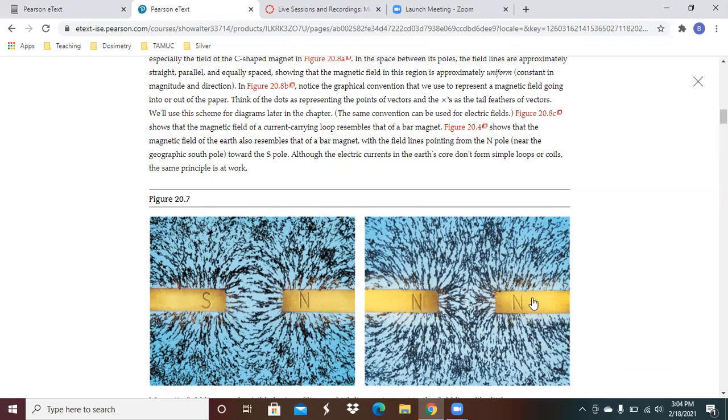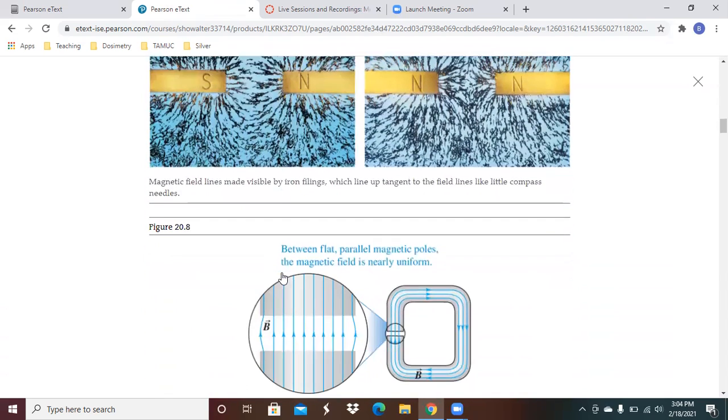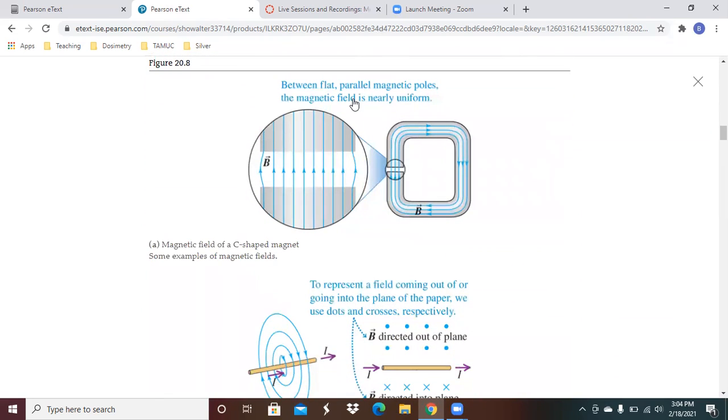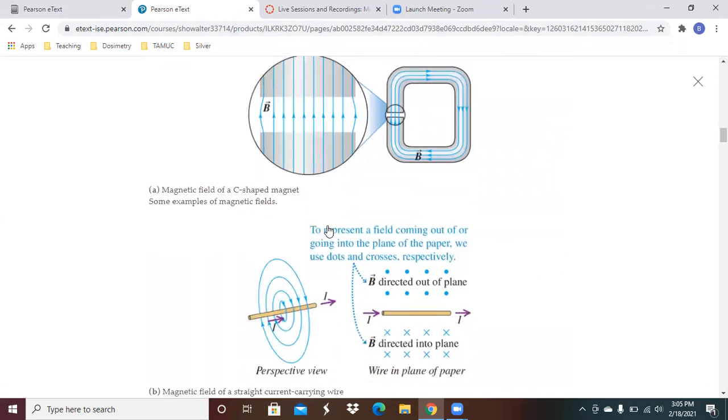Here you've got two poles that are the same polarity, and the field lines are pointing away from each other. So between flat parallel magnetic poles, the magnetic field is nearly uniform. If you'll remember, the electric field in the parallel plate capacitor had the same phenomenon. You have a little bit of bowing at the edges, like you did with a parallel plate's electric field. But by and large here, within flat parallel magnetic poles, you're going to have a direct shot from one side to the other.